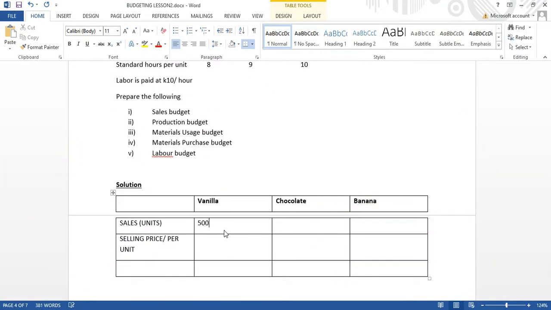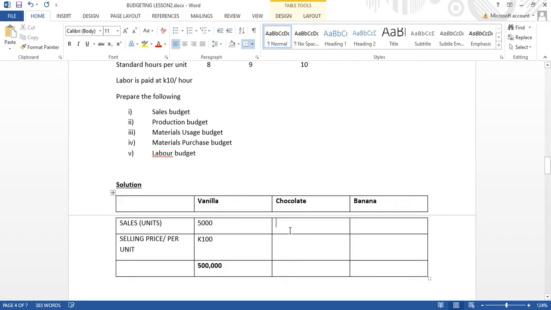Right, so for vanilla, 5,000 units at 100 kwacha. So we'll say 5,000 times 100 kwacha, we're going to get 50,000. Wait, no, 500,000, I believe. 5,000 times 100. Yes, 500,000. This is how much revenue we're expecting.